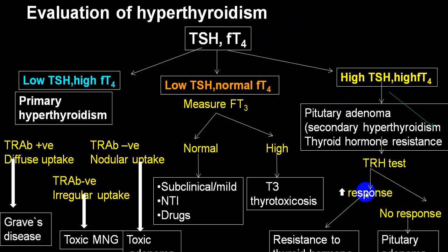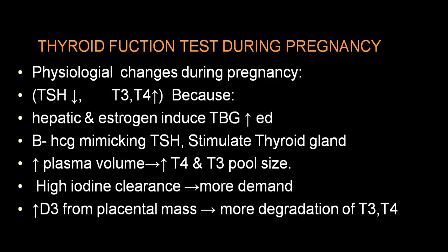If there is an increased response, and if there is no response, pituitary adenoma. If there is a resistance to thyroid hormones, again there is an increased response. If there is a low level of TSH and normal level of T4, it is subclinical variety, or non-thyroid illness, or because of some drugs. And if T3 level is high and there is a low level of TSH, it is T3 thyrotoxicosis. A very useful chart in a person suffering from thyrotoxicosis. So I'll skip over this particular slide.